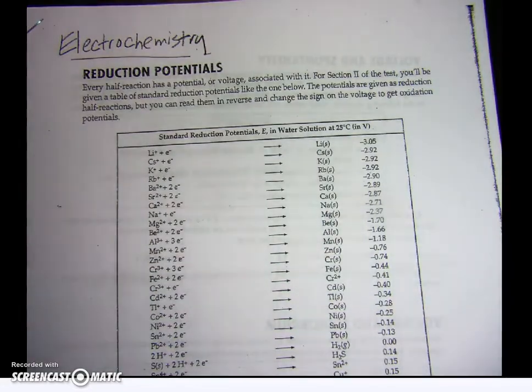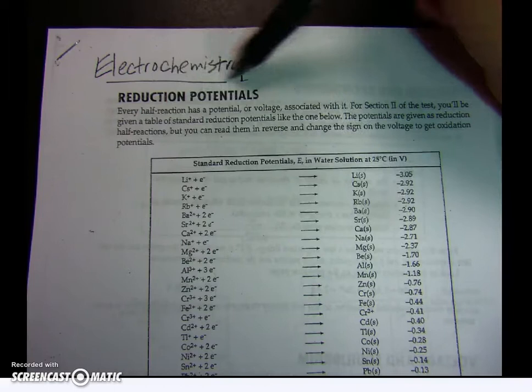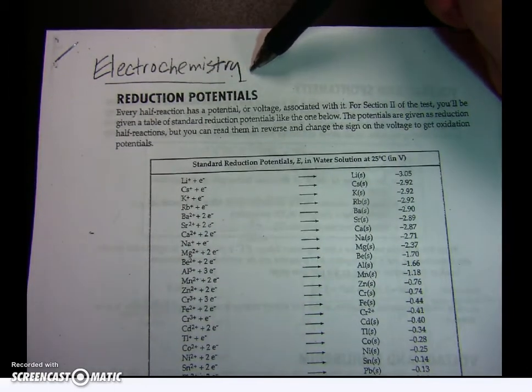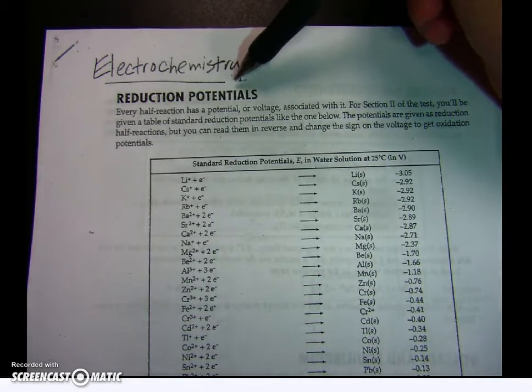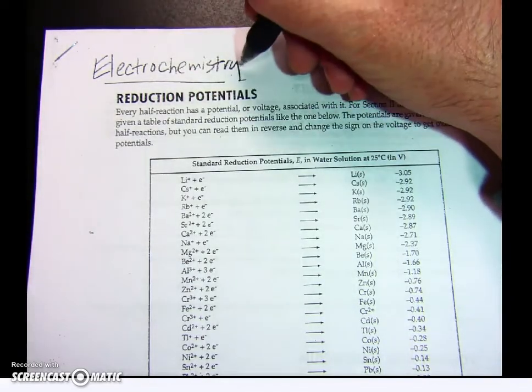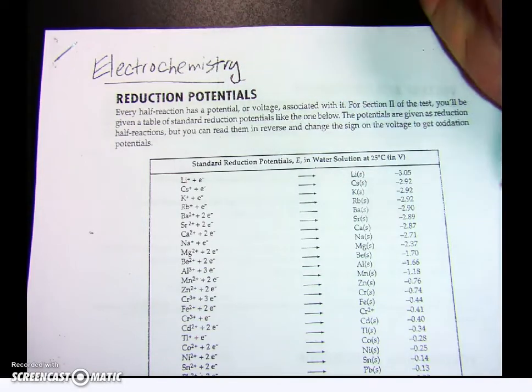Hey everyone, this is the introductory video to the electrochemistry unit. As you may have guessed, electrochemistry is the chemistry that involves electricity. It is the chemistry of batteries. It's also the chemistry of electroplating, which is the non-spontaneous direction in which electrons normally want to flow.